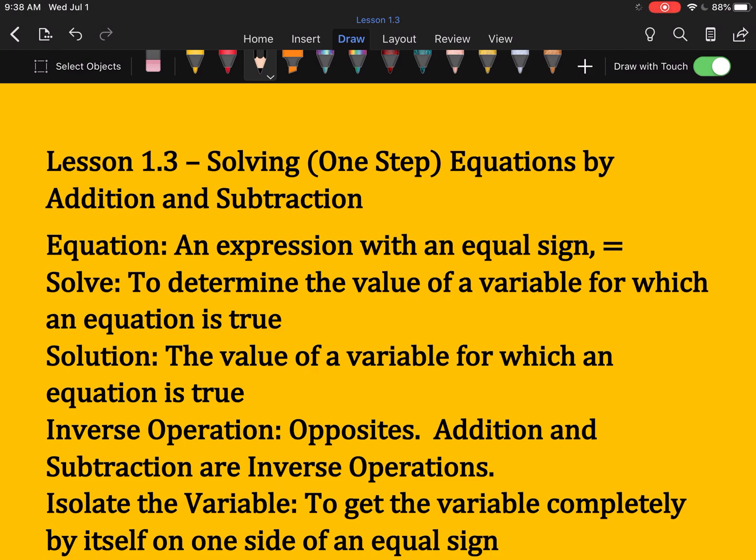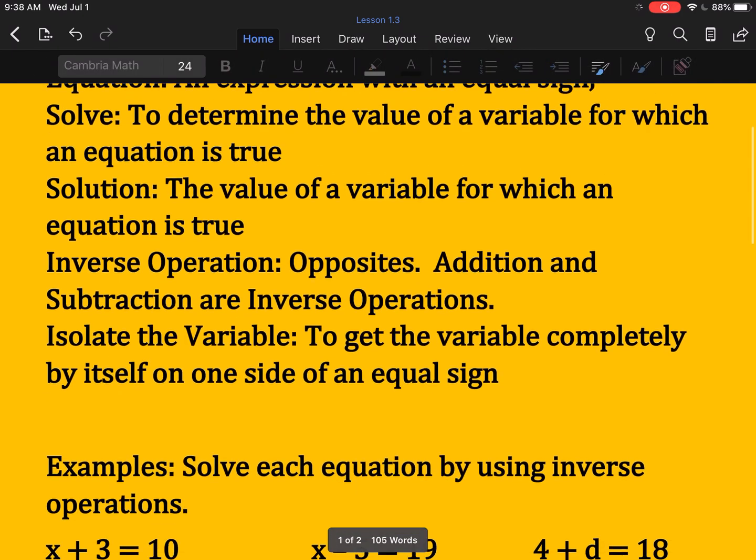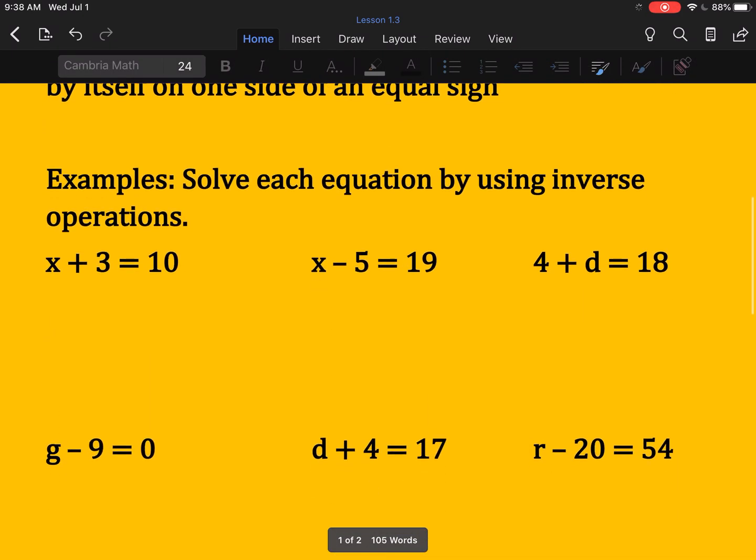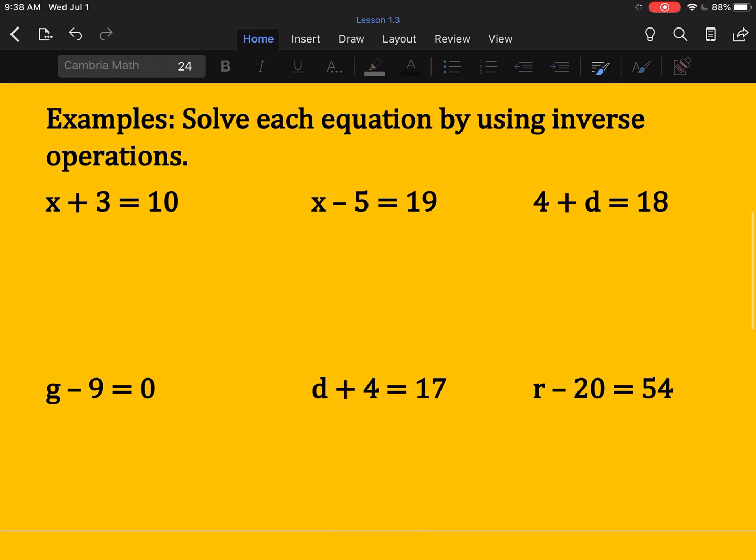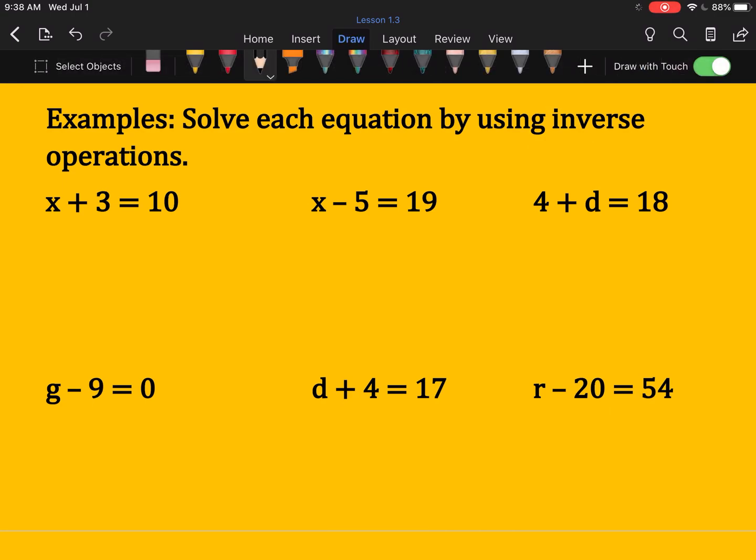Inverse operation, opposites. Addition and subtraction are inverse operations. Isolate the variable is to get the variable entirely by itself on one side of the equal sign. So we're going to solve these 6 equations by using inverse operations. And yes, I expect you to show me work.